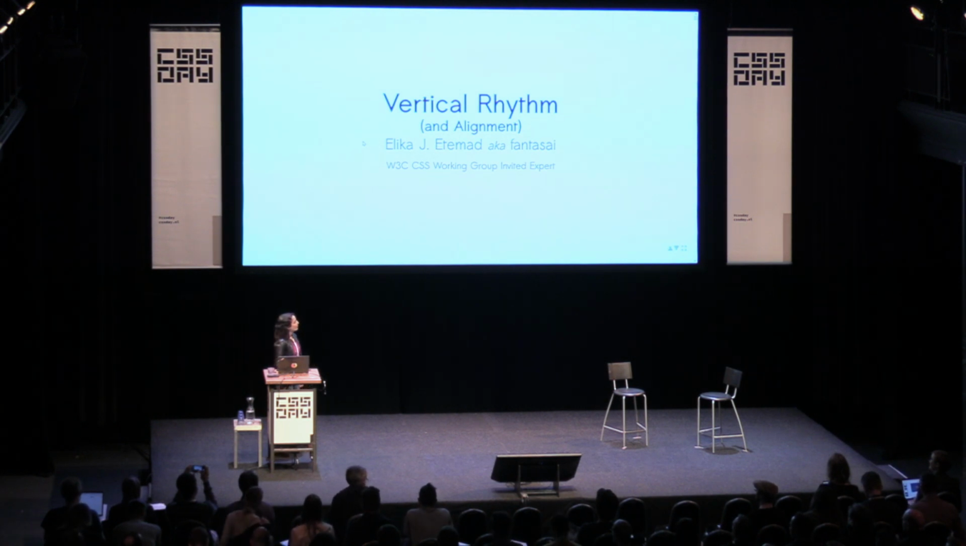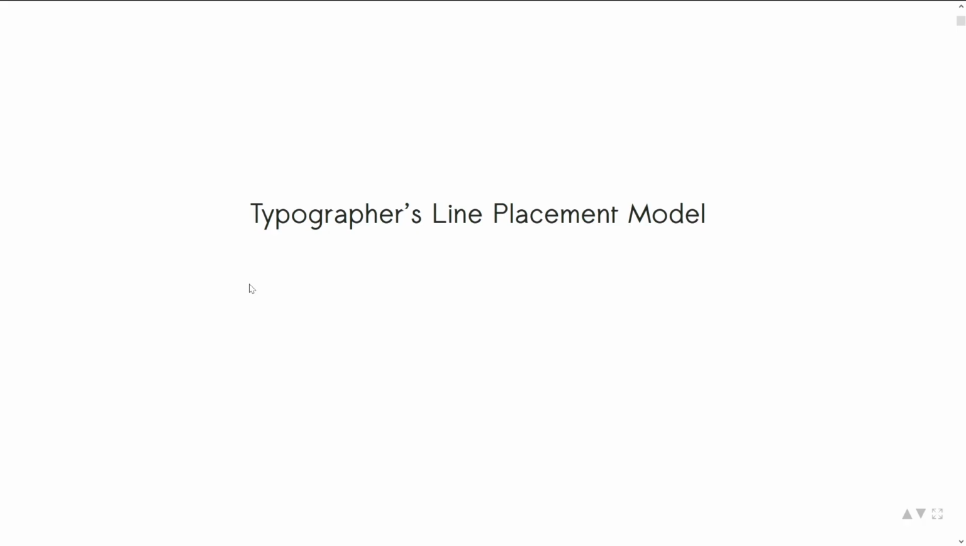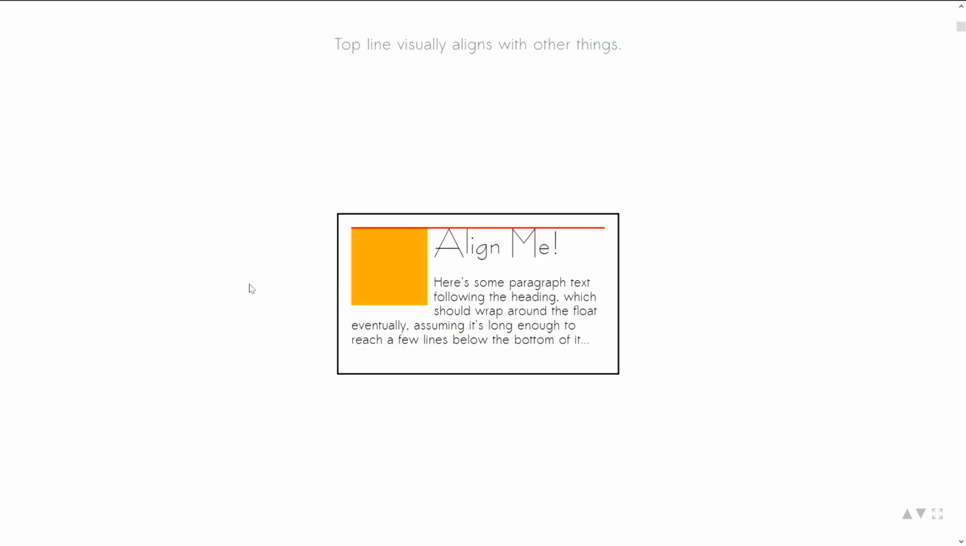So I'm going to be talking about vertical rhythm and how we don't have it and how we're going to try to get it. The first thing we want to understand is what a typographer wants when they're trying to lay out the page and their goal is to look pretty. And they use a lot of measuring and adjustment to get there.